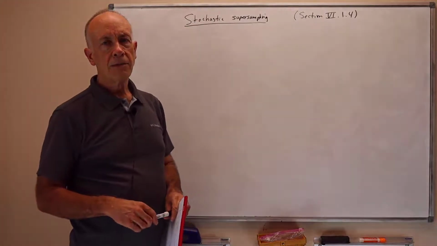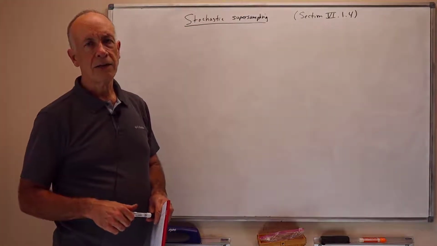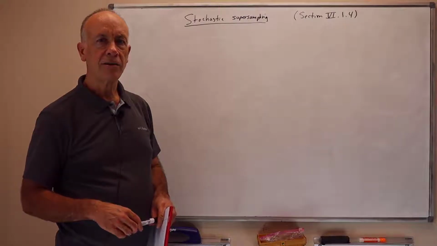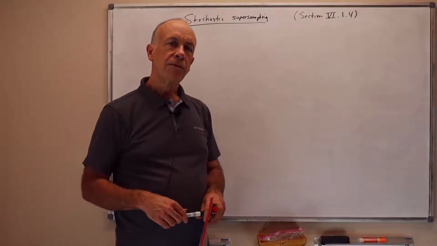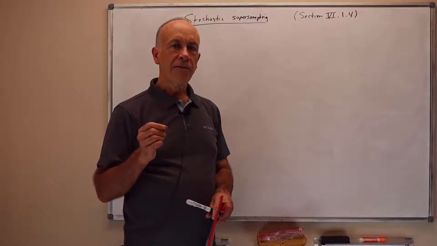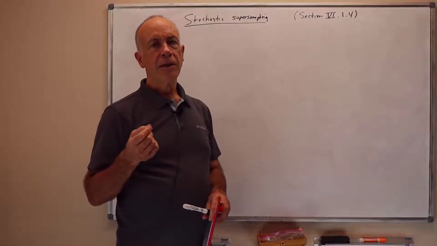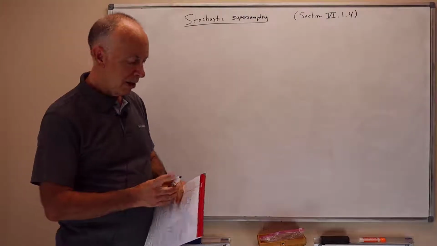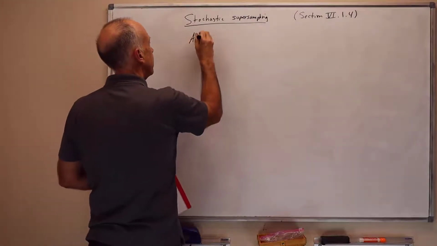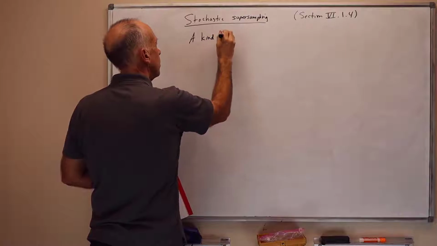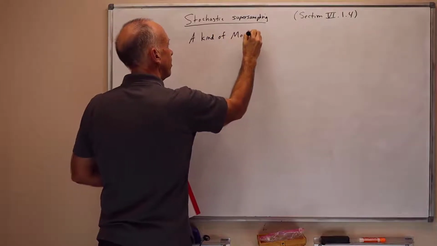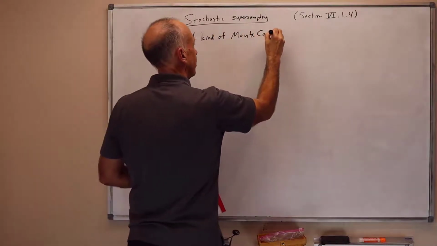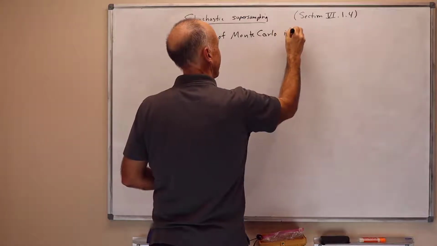Hi, in this presentation I'll talk about stochastic supersampling and especially jitter stochastic supersampling. This is a method for sampling average values out of the texture map to estimate the correct value that we want for the screen pixel. It's a kind of Monte Carlo integration. So you may have heard of Monte Carlo integration before. It's named after the gambling city of Monte Carlo.